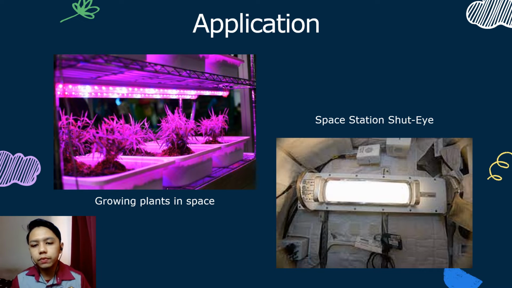Okay, next for the second picture, this is the space station shut-eye. This lamp helps astronauts to sleep in peace because it offers more efficient, longer-lasting lighting option, as well as providing the crew member the ability to adjust the lighting intensity based on the time of the day.